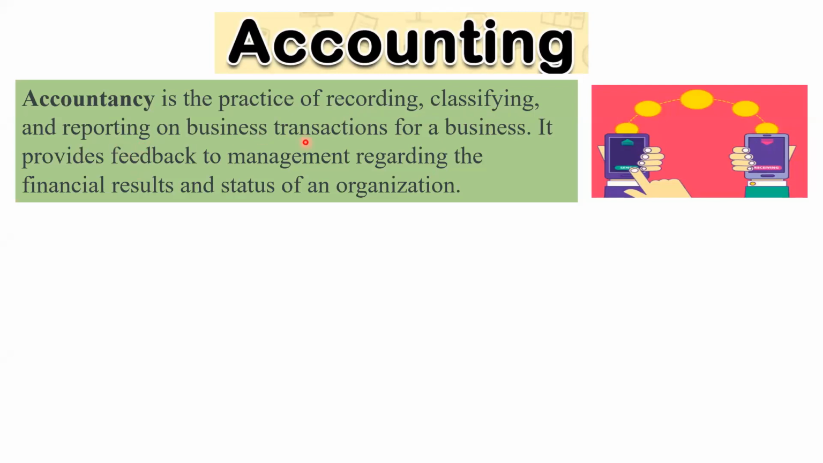What do they report? Business transactions. Understood? So that is called accountancy or accounting. Accountancy is the practice of recording, classifying, and reporting on business transactions for a business. That's it. And why does it have to be done? It has to be done to know whether the business is doing good or bad, whether the company is getting a profit or is under loss. So how can we ascertain everything? We can ascertain everything because of the records we have. So that is called accounting or accountancy.